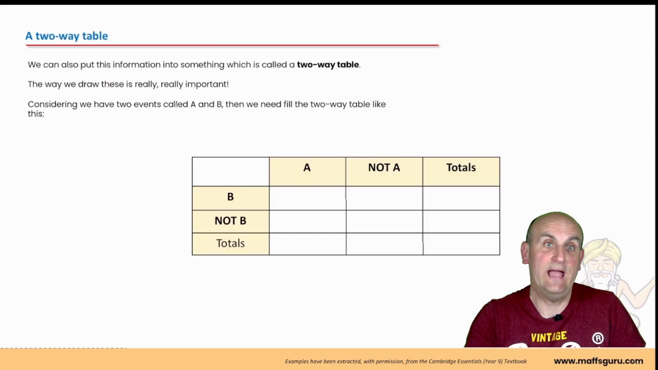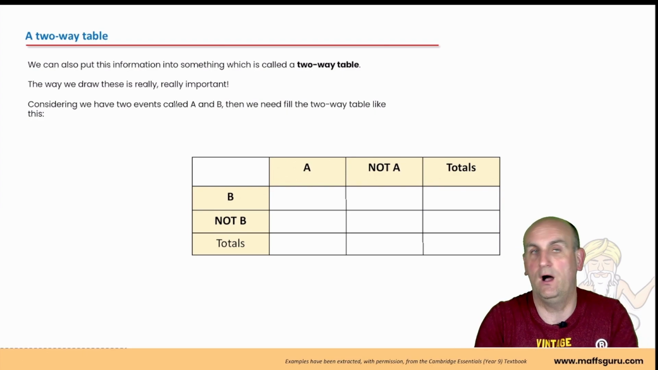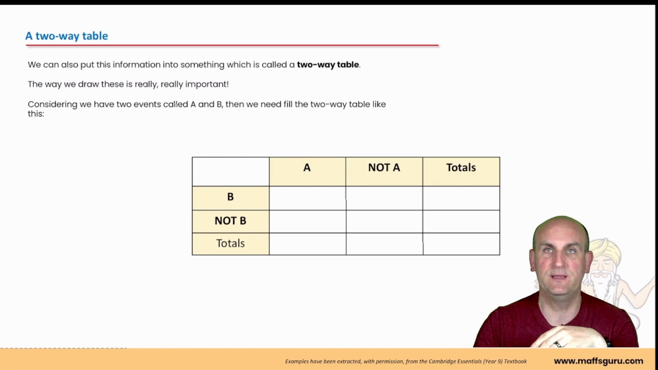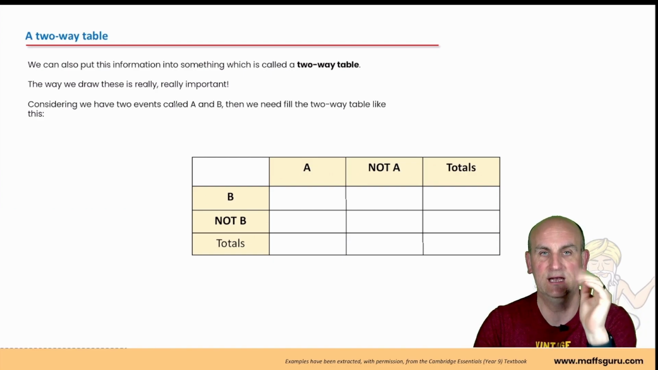Now, in many cases, we actually can have another way of doing it. I like Venn diagrams because they're pretty funky, but what about a wonderful thing called a two-way table? A table, there is a table. Has it got two ways? It does, because it has rows and it has columns.